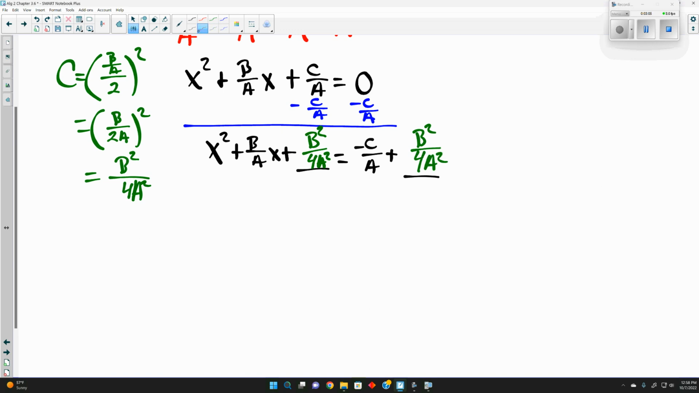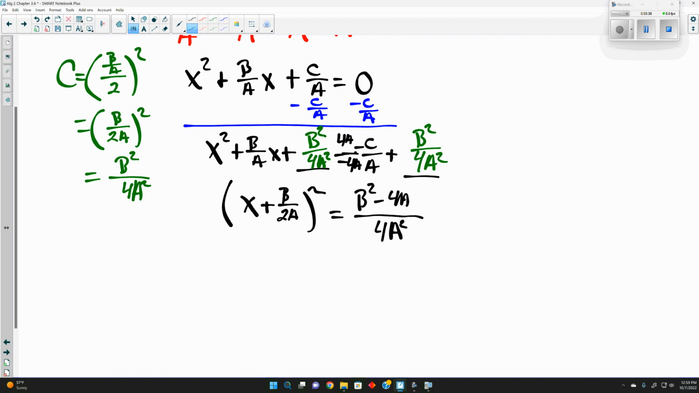And as funky as this looks, especially if we're trying to factor this, the way that we factored it the other day still holds true. It's going to be x plus b over 2a, what was inside the parentheses before we squared it. Over here, we needed to get the denominators to be the same. So we would multiply top and bottom by 4a. 4a times a is 4a squared, so the denominators are the same. On top, we're going to have b squared minus 4ac, because the negative c times 4a would be negative 4ac, and we can combine them here.